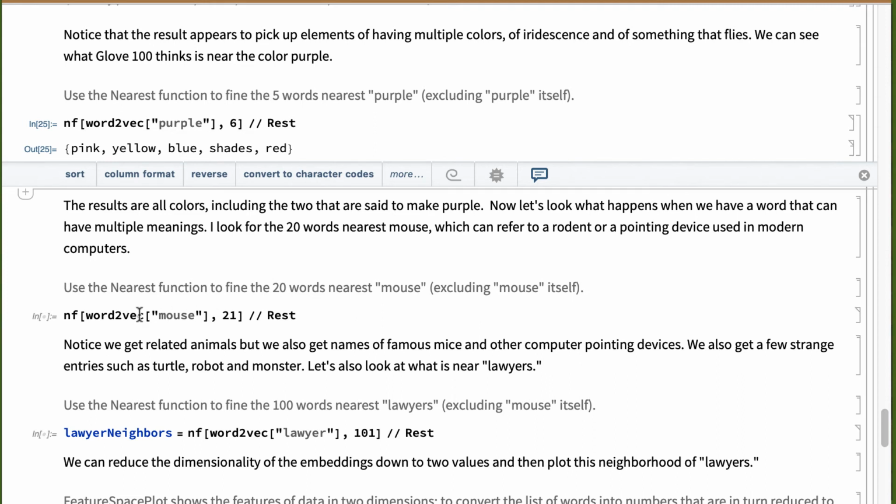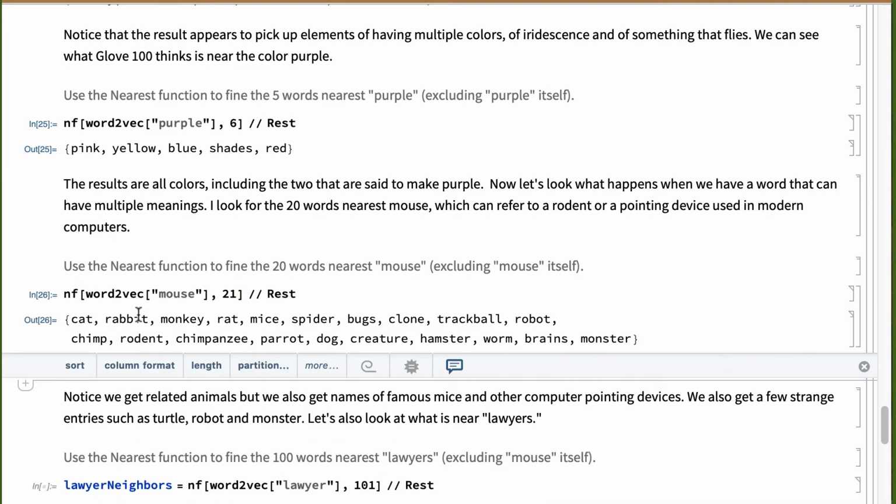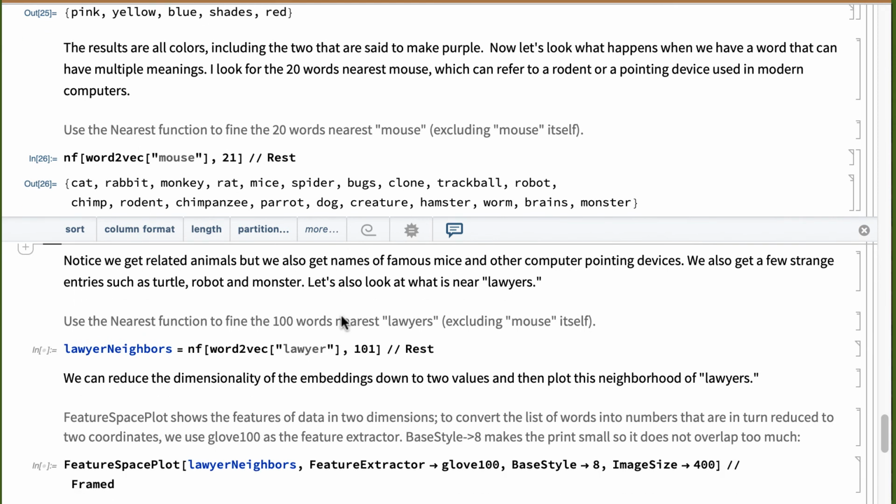So let's see what it makes of mouse. All right, and actually here it does okay. We have trackball. I'm not sure what robots have to do with it. Chimpanzees does seem to me to be a bit of a stretch. But anyway, you can see that there is that second meaning that it's picking up. And you can also see, frankly, how important the training data is. So if you ever were to encounter this in any sort of litigation context where proof was really important, you need to look very hard at what was used to train the embedding layer.